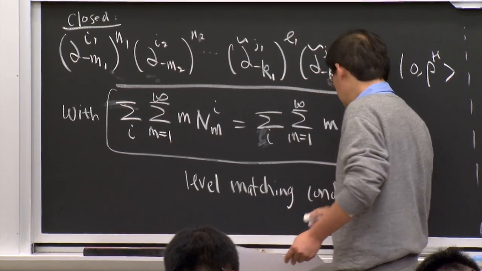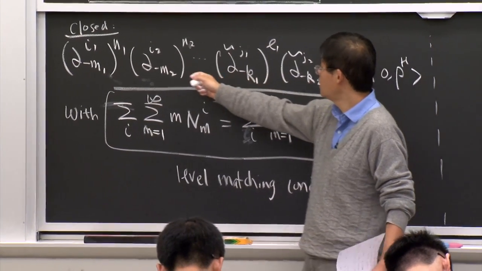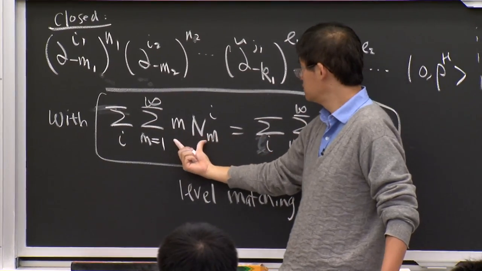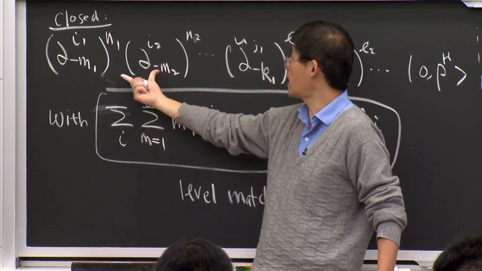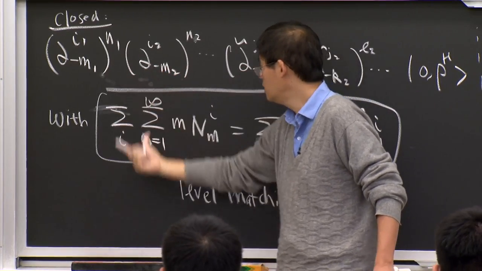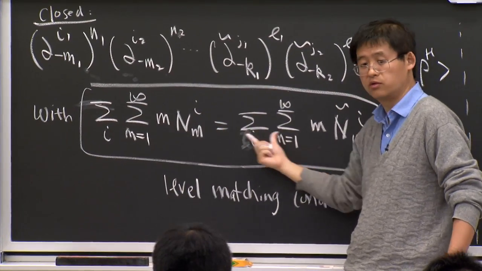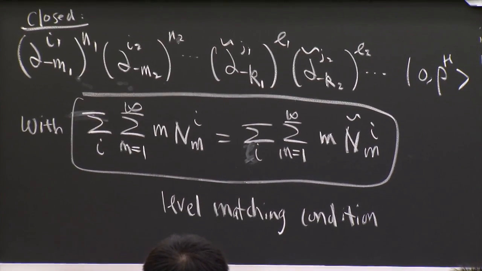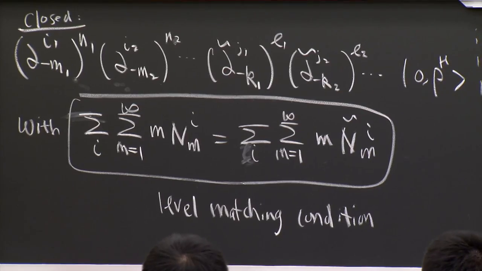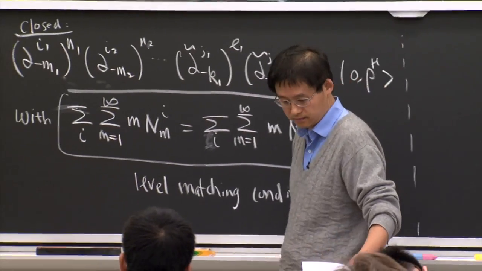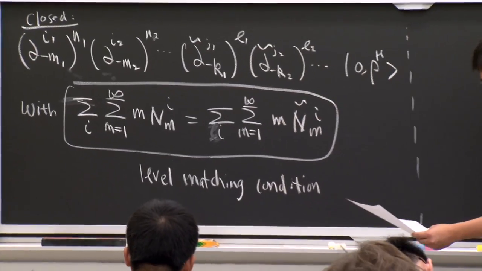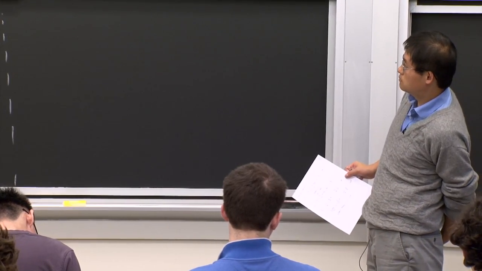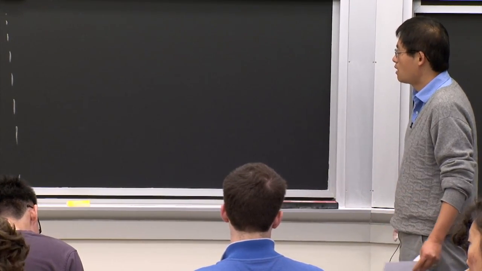So for the closed string, you cannot just act arbitrarily with alpha and alpha tilde. The total you act from the left-hand side, from the alpha, and those from the tilde, have to be balanced by this equation, which is a consequence of there being no special point on the string.